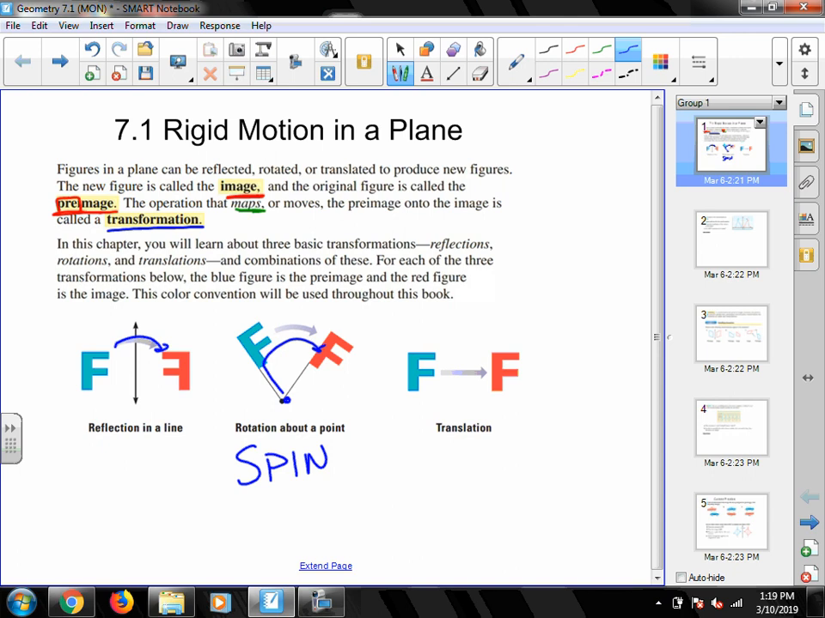And then a translation. That is a fancy math word that means slide. All you do is you slide the blue F to the red F. It doesn't rotate, it doesn't flip, it doesn't do anything fancy. It just slides one way or another.